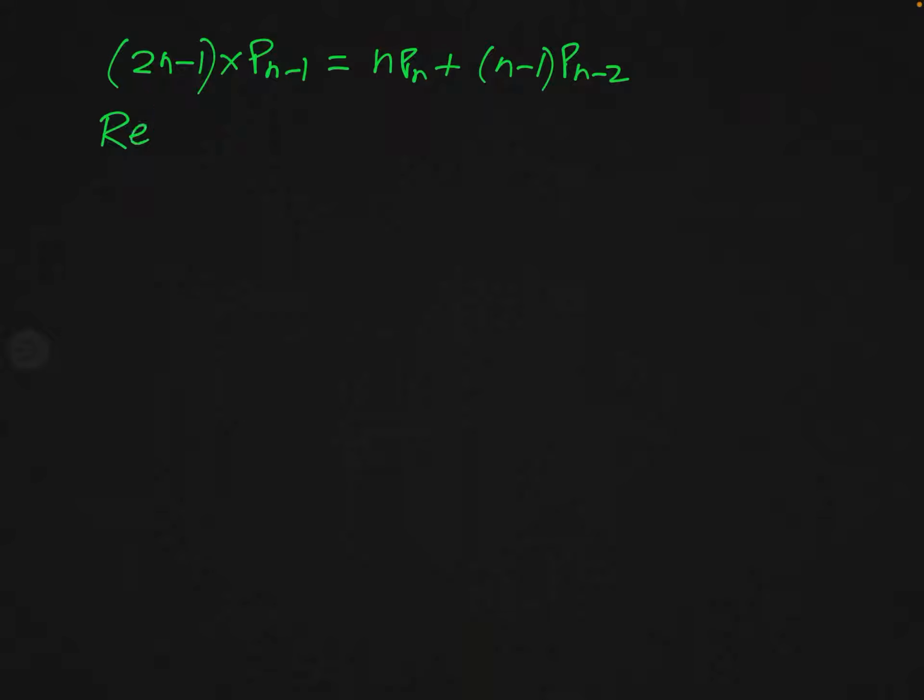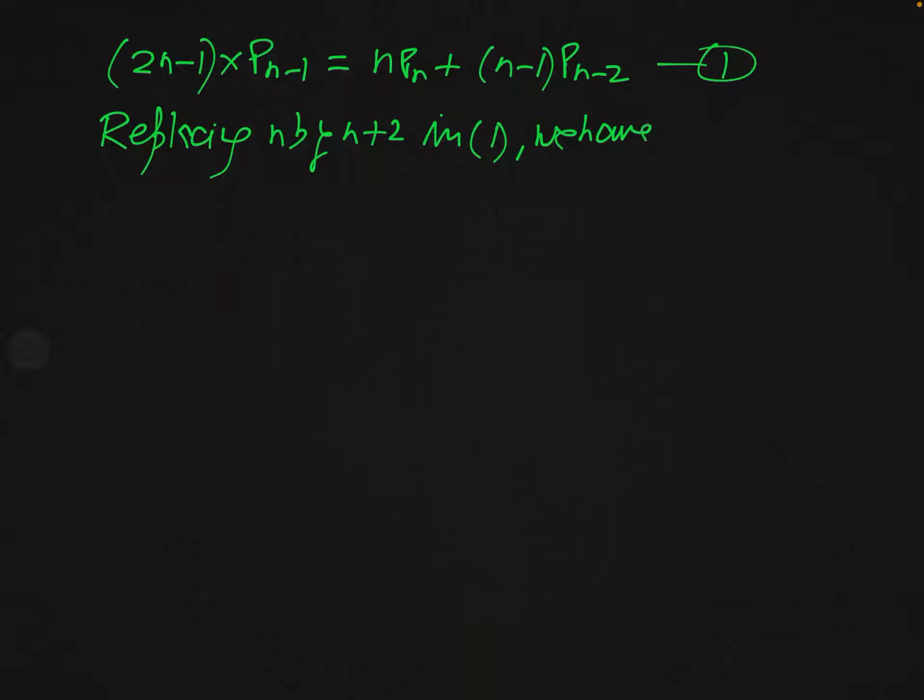So you can say, let us say this is equation 1, and now replacing n by n plus 2 in this equation 1 we have... When you replace n by n plus 1 in this equation 1, what will be your result? You can see here it is 2n minus 1. So now n will be replaced by n plus 2.